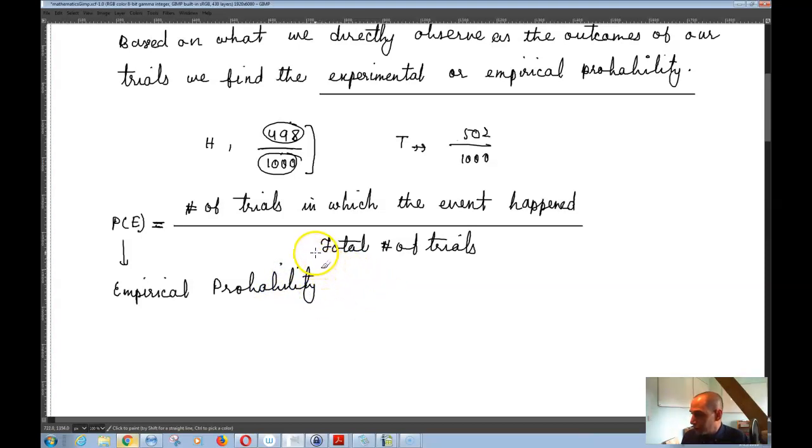So the empirical probability of an event E happening, or P of E, is given by the number of trials in which the event happened, divided by the total number of trials.